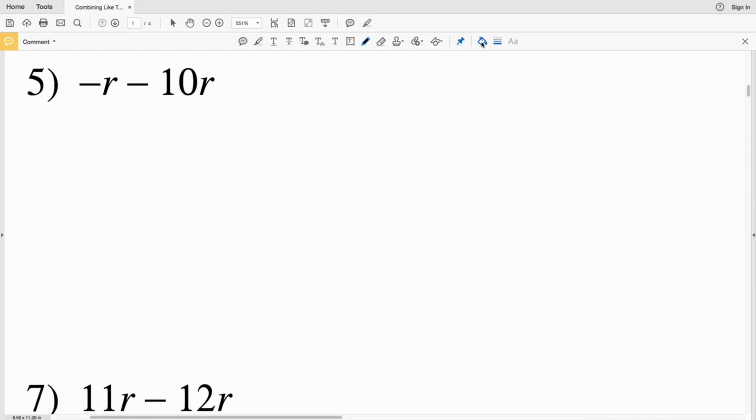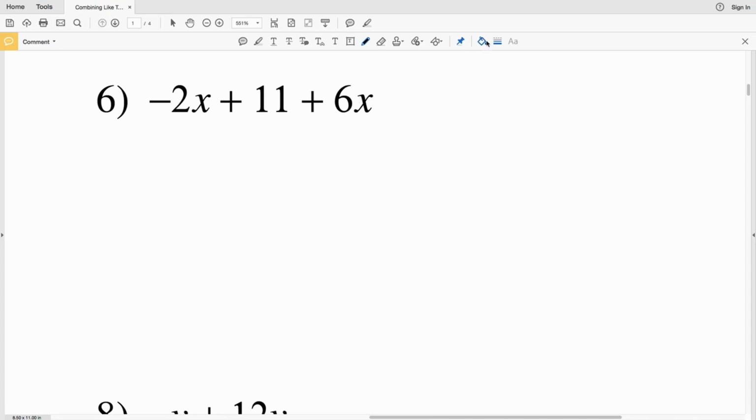For number 5, we're going to combine a negative r, and if we change this to adding a negative as opposed to subtracting a positive, a negative 10r. So this is the same as saying negative 1r plus negative 10r. So negative 1 plus negative 10 is going to be negative 11 times r, so negative 11r.